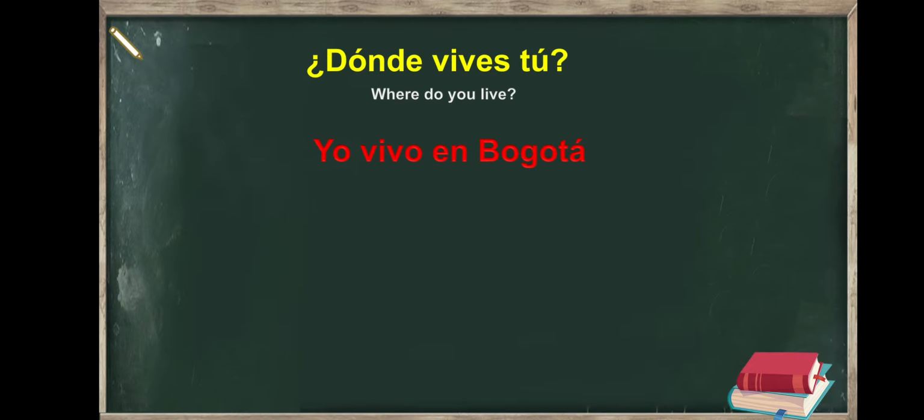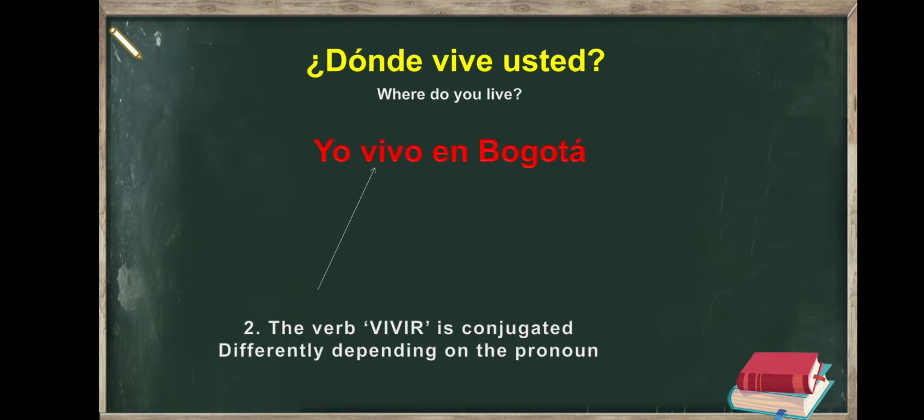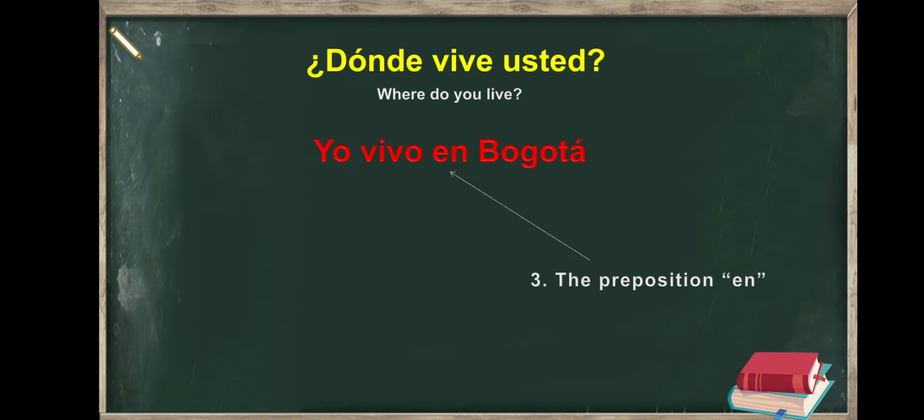Let's see the next example. ¿Dónde vive usted? Which means, where do you live? And one possible answer for this question is, Yo vivo en Bogotá, which means, I live in Bogotá, where yo is the pronoun, vivo is the verb vivir, en is the preposition, and Bogotá is a noun.